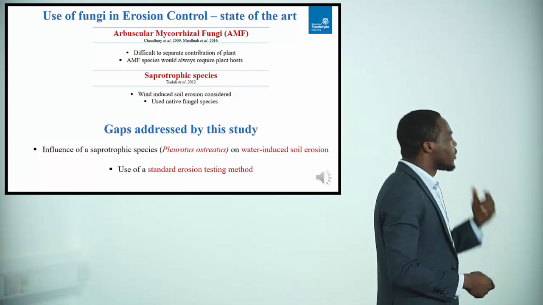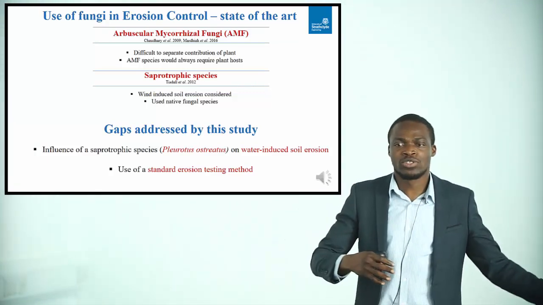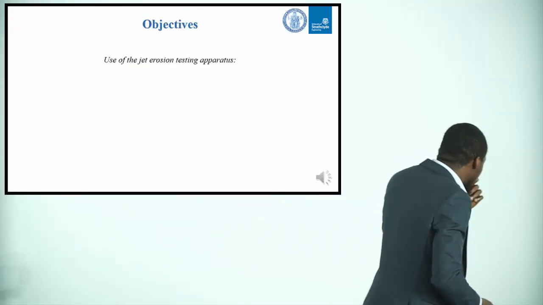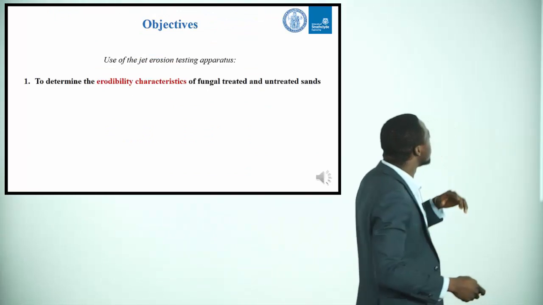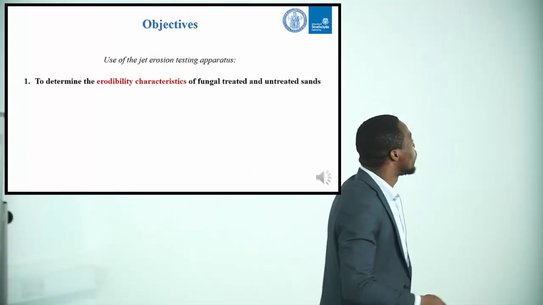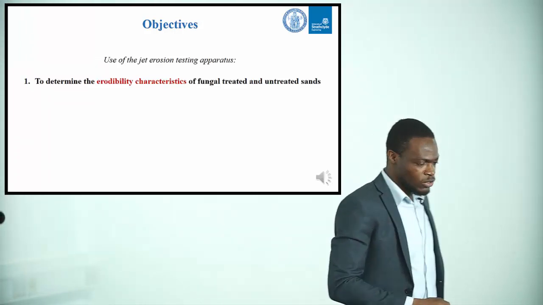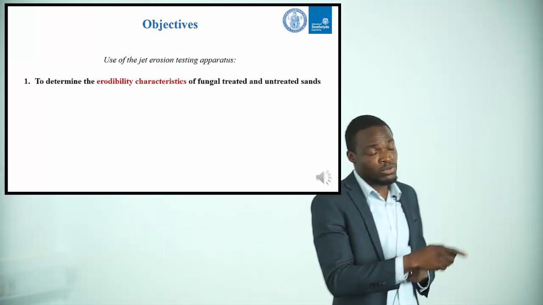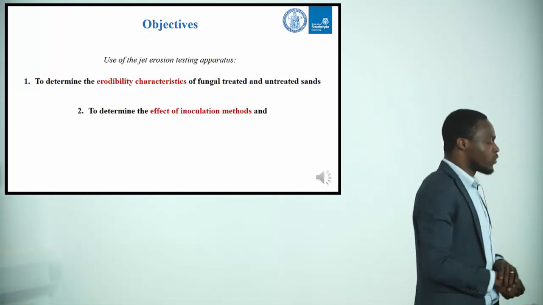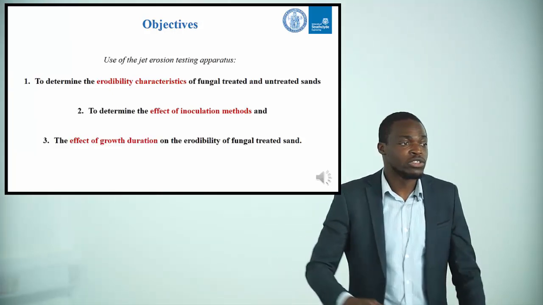And we're also in this study for the first time using a more acceptable erosion testing method to the engineering community. So the objectives I'm going to be addressing basically are how we have used the jet erosion testing apparatus, which is the equipment we use to determine the erodibility characteristics of fungal treated and untreated soils using the Pleurotus striatus fungal species, and to also determine the effect of inoculation methods and the effect of growth duration on the erodibility.